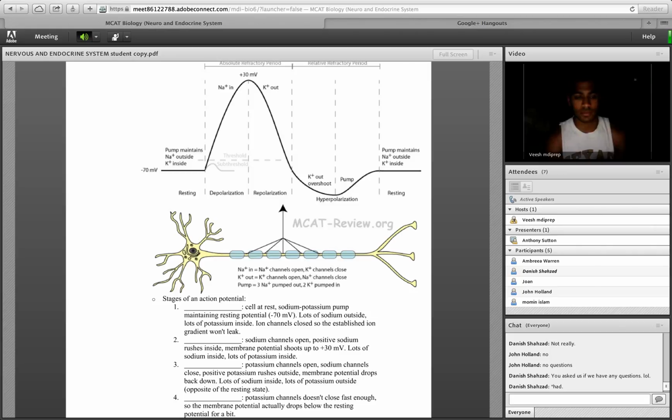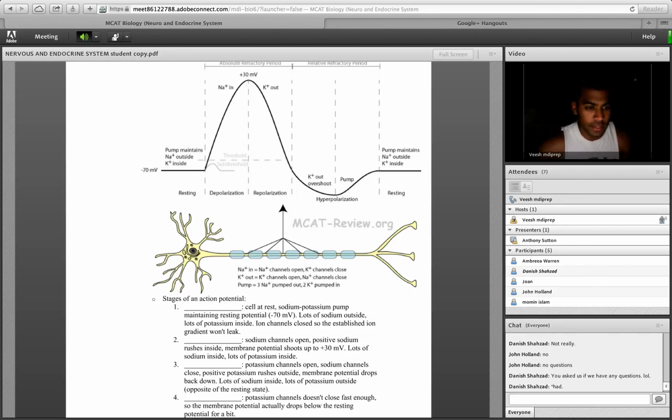And finally, the pump kind of fixes itself, and it sends sodium out and keeps the potassium in there, or whatever potassium is now left in the cell. It's going to keep it in there, and it's going to pretty much bring the resting potential back to negative 70 and back to that resting state.